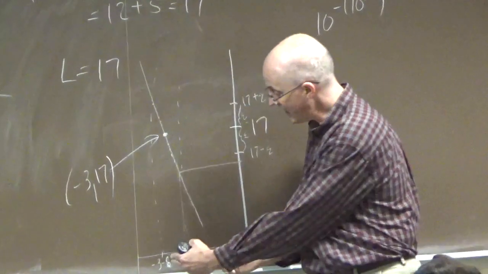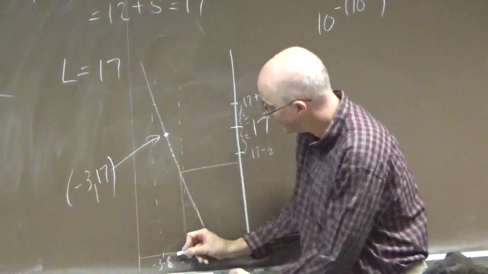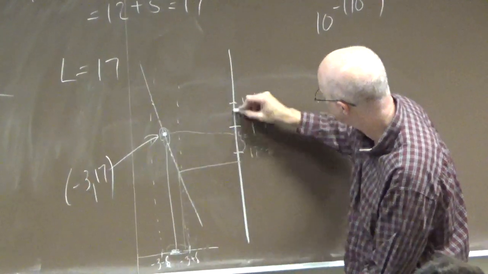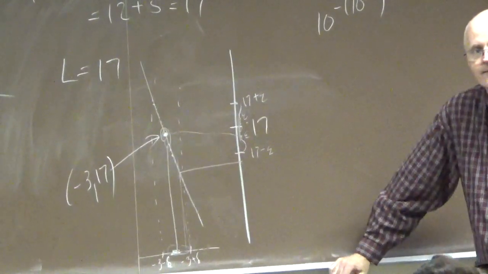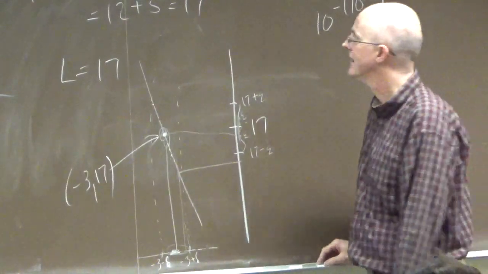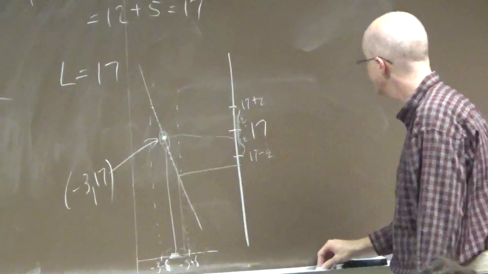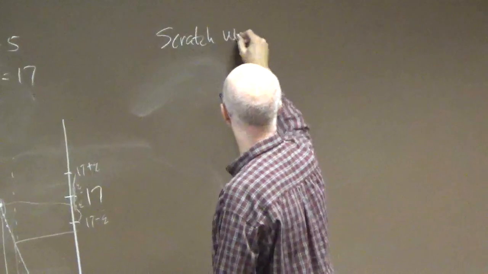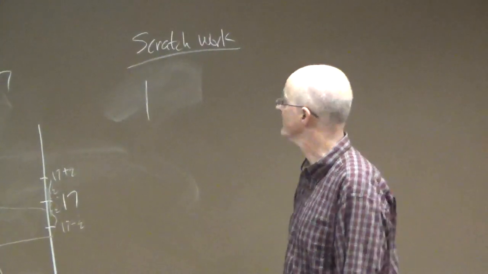But if I made delta smaller, if I made these 2 points closer together, then for those inputs, say in a smaller interval, the outputs would be between 17 minus epsilon and 17 plus epsilon. So the question is, how small should delta be? And that's based on some scratch work. And here's the scratch work. You don't have to include the scratch work in your proof.